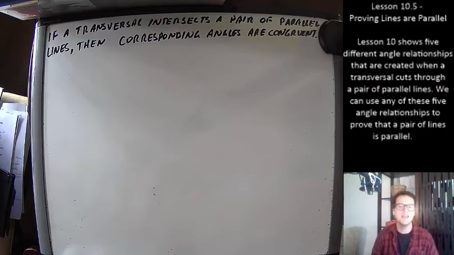Yesterday, in lesson 10, we talked about how, when you were given parallel lines, we could figure out some angle relationships. Today we're going to go the other direction. You're going to be given two lines, you're not told they're parallel, and because of some angle relationships, we're going to be able to determine that they are indeed parallel.